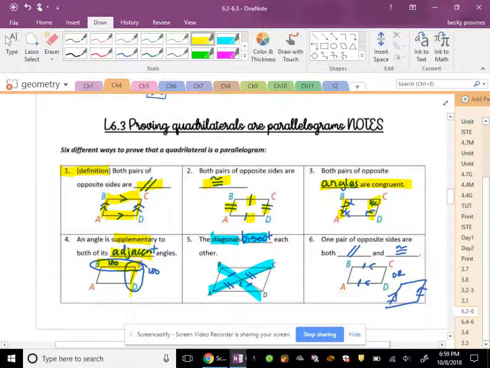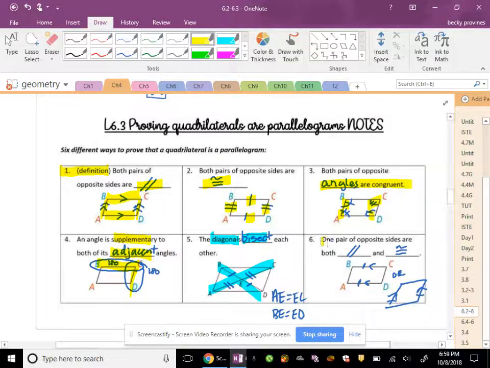Look at my pen, we have AE is equal to EC, and we have BE is equal to ED. So again, 2 about sides, 2 about angles, 1 that crosses in the middle. And I usually call this one the buddy system.